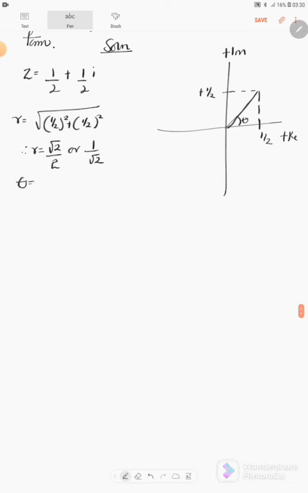Theta, I said, is tan inverse of b over a. That's 1 over 2 over 1 over 2. Instead of stressing ourselves, this will give us 1. Or let's check. That's 1 over 2 all over 1 over 2 gives us 1. And tan inverse of 1 gives us 45 or pi over 4 when taken to radian.